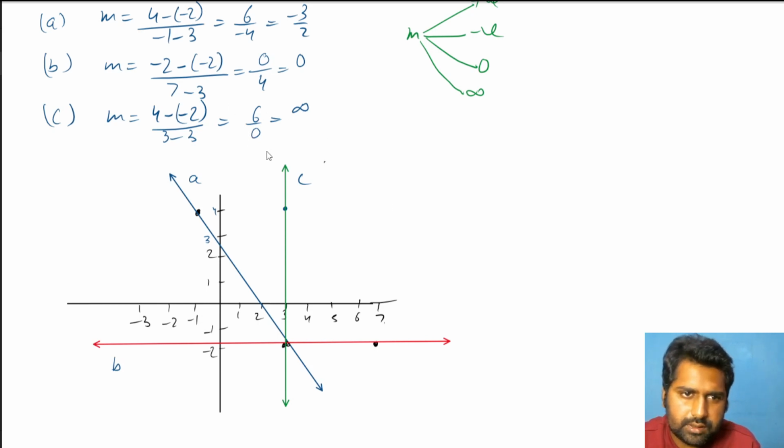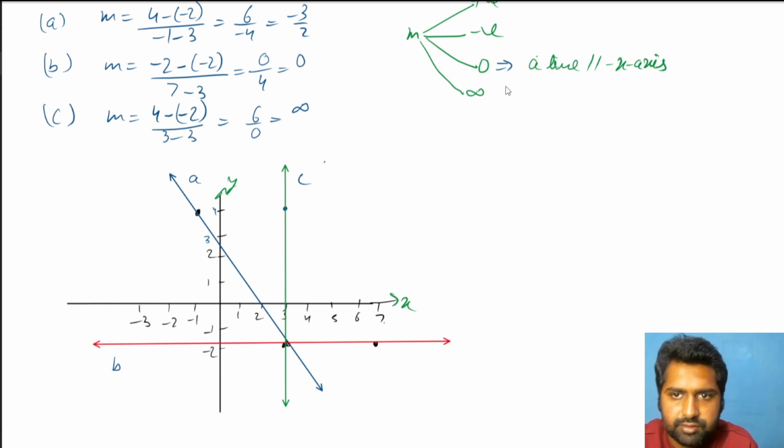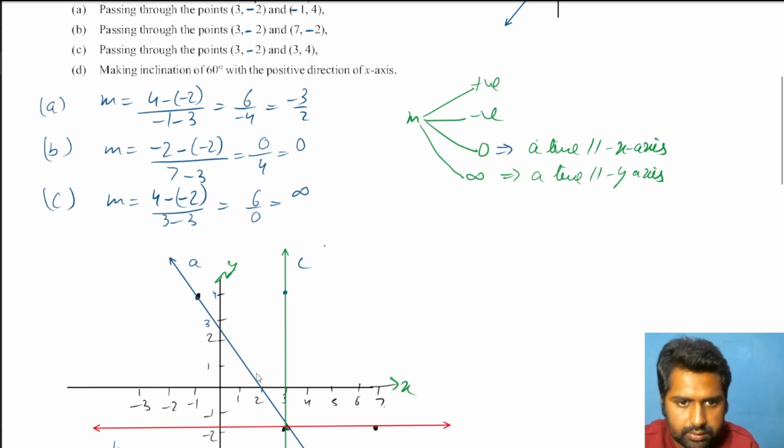If you see the B part, this is the line, the red one. m was 0. So m equal to 0 implies what? If m is 0, I can conclude that it will be a line parallel to the x-axis. That's my x-axis, and this is the y-axis. Similarly, the third line, in which m is infinity, implies that it is a line parallel to the y-axis. And if you take the first part, this was the line. Look at the angle.